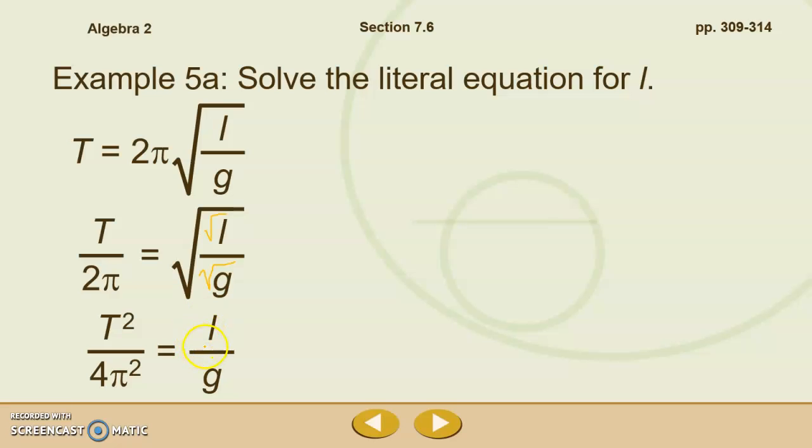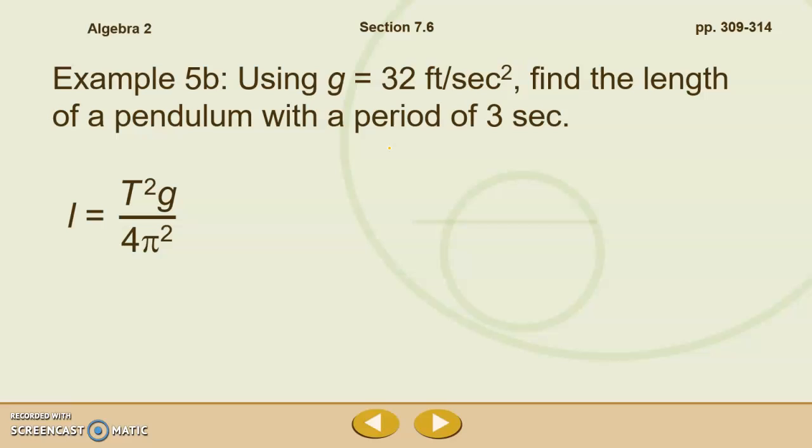Right now, L is being divided by g. The way that we undo that division by g is to multiply by g. So we're going to multiply both sides by g, which leaves us with L equals t squared g divided by 4 pi squared. So remember that when solving literal equations, what you're trying to do is get the letter that's being asked for by itself on one side and everything else on the other side. So using that, we're going to think of g.